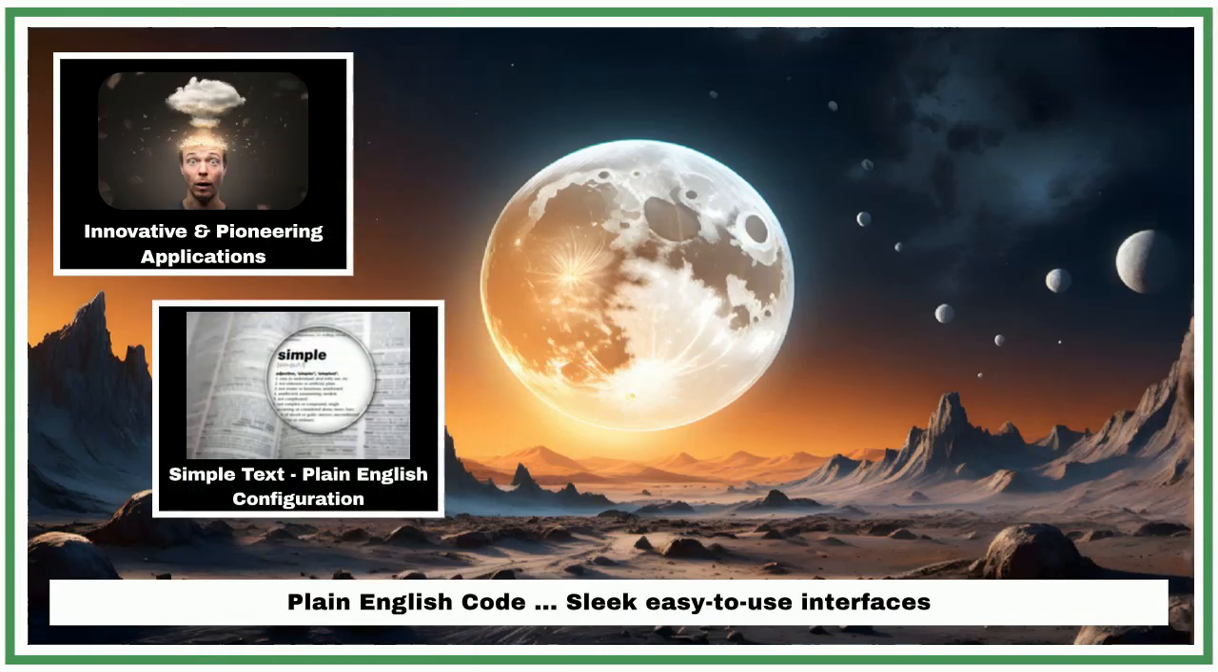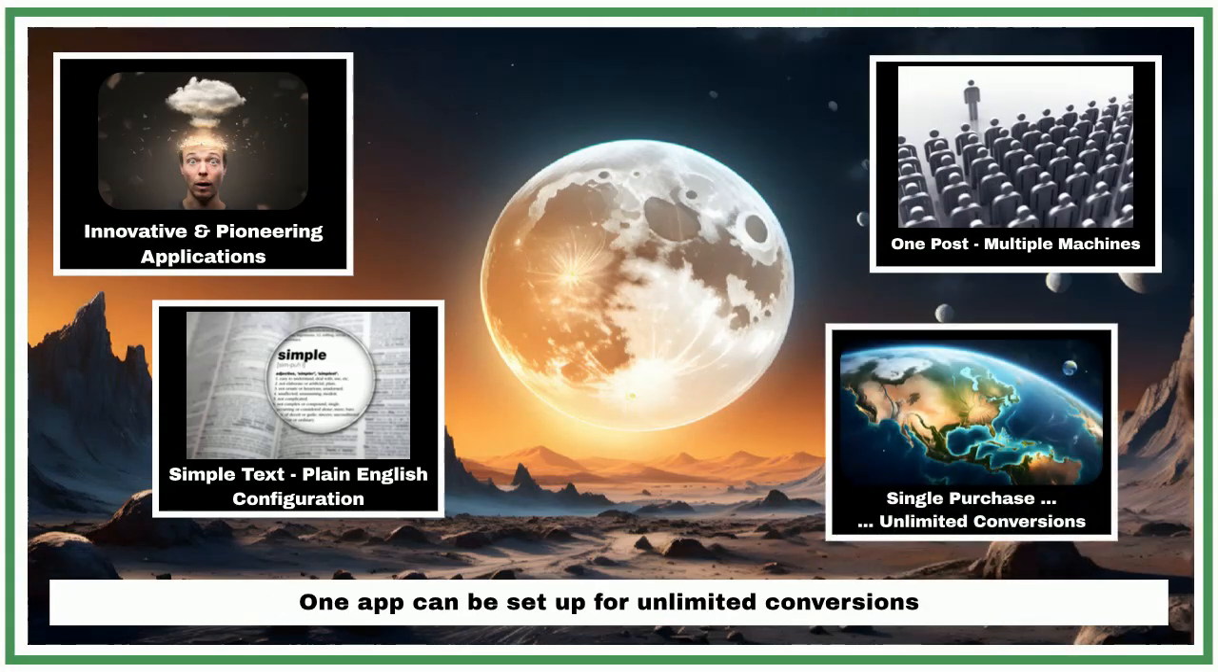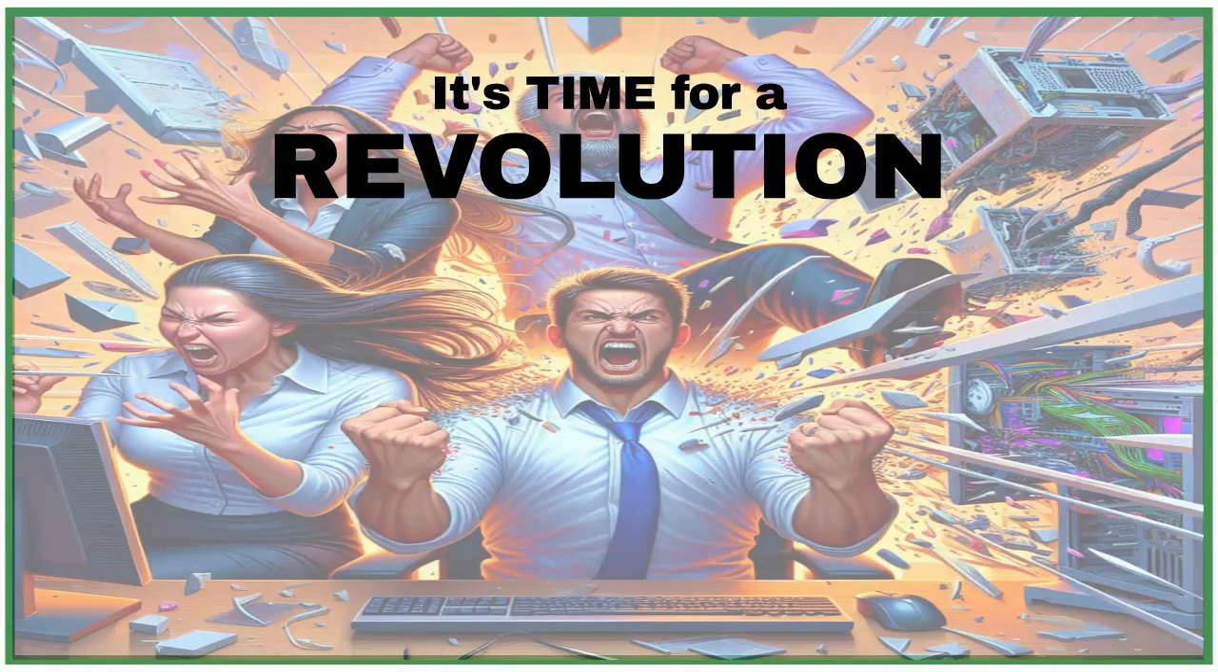Gone is the cryptic computer language, replaced with sleek interfaces using plain English phrasing. Using one master post, users convert that G-code output to output compatible with any other CNC machine and control. And a KIPWARE one-time purchase can be used on an infinite number of conversion scenarios. For too long, post-processors and CAD/CAM companies have made the transition from G-code for different machines an expensive dark art.